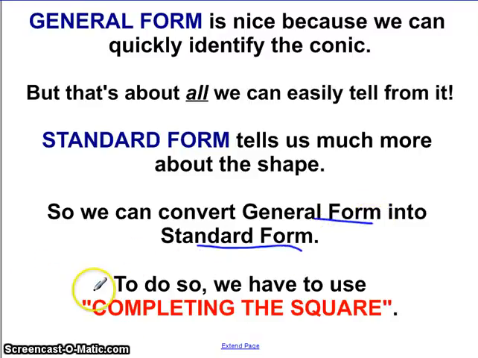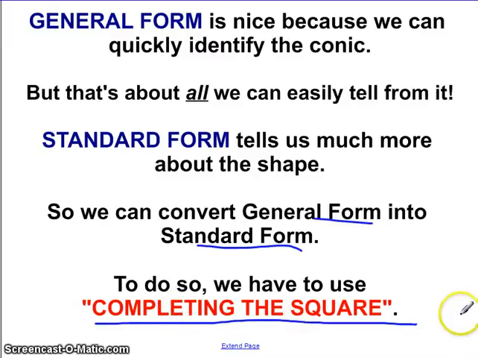And in order to do that, we do something called completing the square. This is something that you probably did in Algebra 1 and Algebra 2. And the process is pretty simple, and it's common to all four shapes. We'll go through a couple of examples of just completing the square, and then in future videos we will go ahead and apply those to the individual shapes.